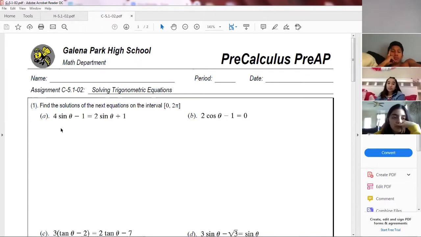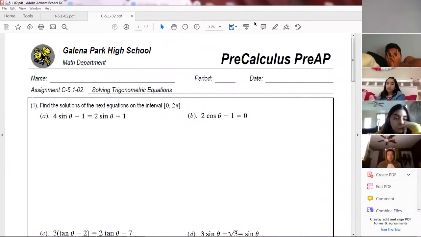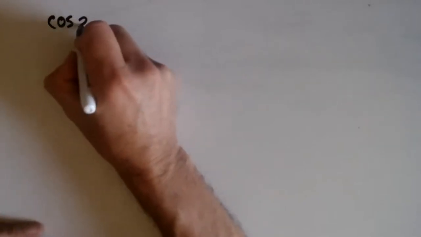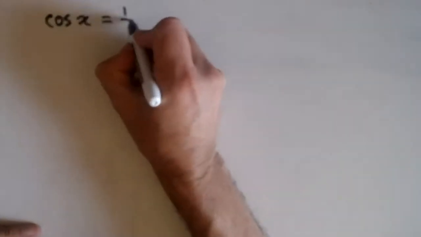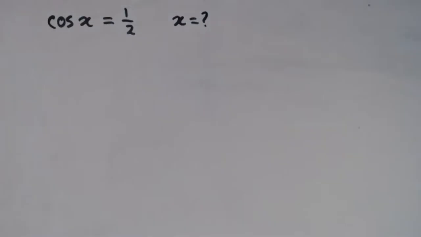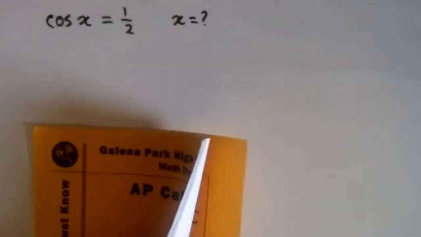Looks scary, but it's not that bad. It's easy, right? Because we are going to put together two things. Let me just show you here. For instance, if I asked you, okay, cosine of x equals 1/2, what is the x value? Correct? So well, what angle gives me 1/2 for the cosine?